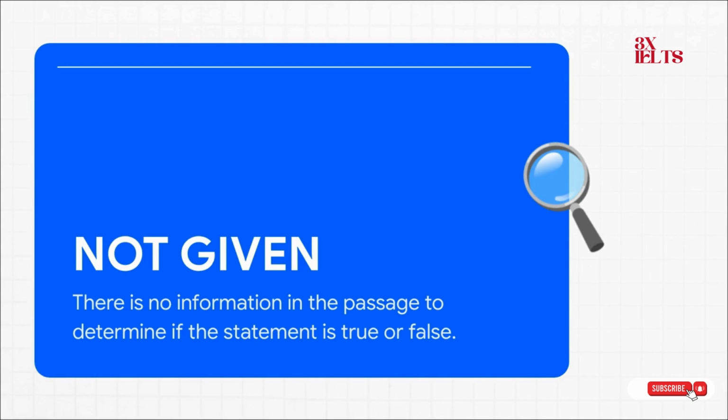And here it is, the one that trips everyone up. Not given. This means the information is just completely, 100% absent. Let's go back to our blue car. If the passage says the car is blue, a not given statement might be the car is fast. Well, is it fast? We have no idea. The text never mentions speed, so we can't prove it's fast, and we can't prove it's slow. The information is simply not there.